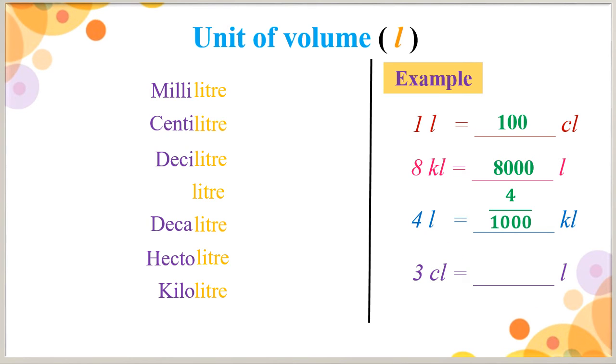3 centiliter equals dash liter. Here centiliter is the smallest unit and liter is the biggest unit. So now we are going to convert from small to biggest one. That means we want to divide by 10 at each interval. Here we are going to see the intervals. There are two intervals. That means 1 by 10 multiplied by 1 by 10 will get 1 by 100. Already we have 3. So 3 multiplied by 1 by 100 will get 3 by 100. 3 centiliter equals 3 by 100 liter.